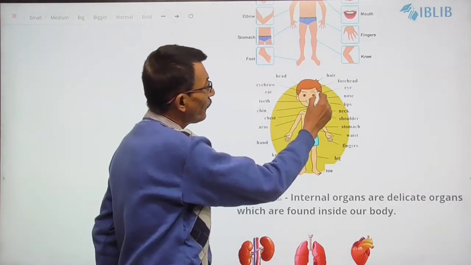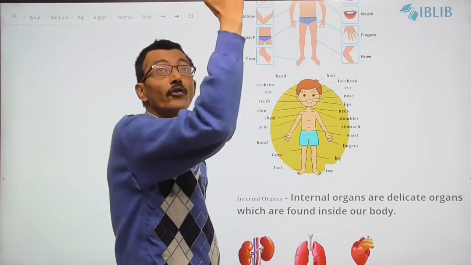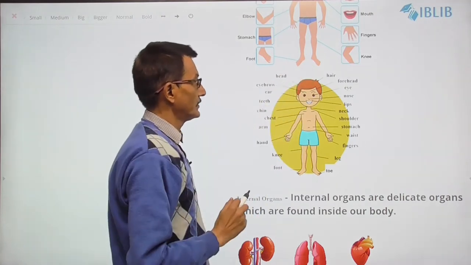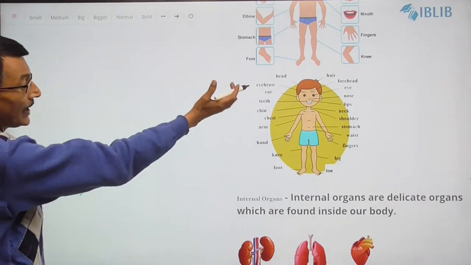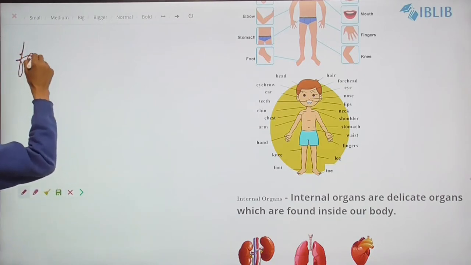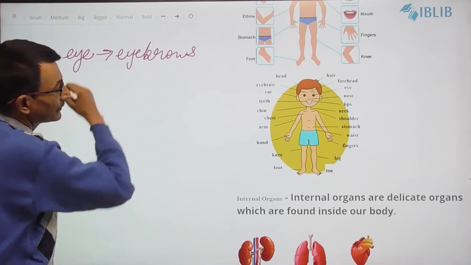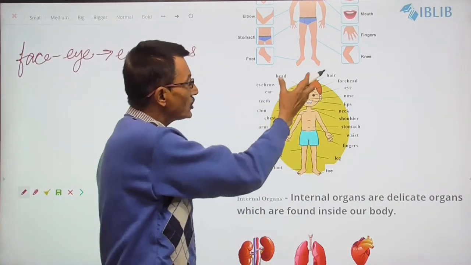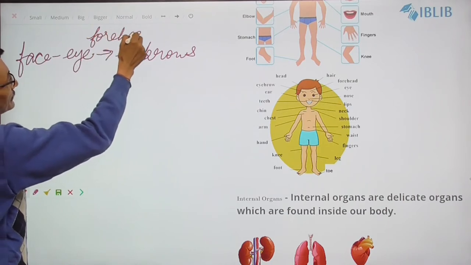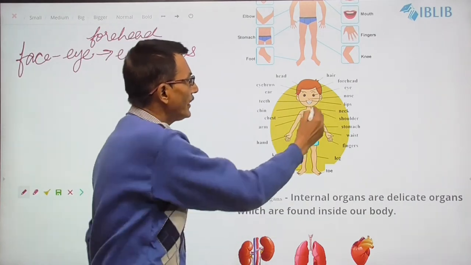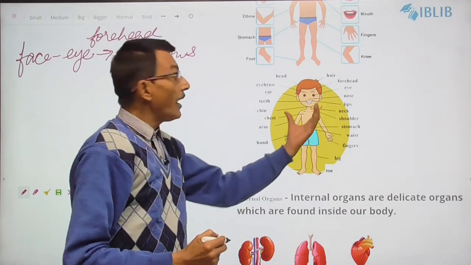Okay, now let us see how many parts really our body has. We have got a tuft of hair. This hair is on the top of our head. This hair protects us from heat, from cold, from dust. Now, there are some other parts in our face. The face, which has eyes, also has eyebrows. The two eyebrows are also part of our face. On the top of our eyes, we have got the forehead. Now, we can see the nose, the ear, the lips, the teeth, the chin. These all make our face.